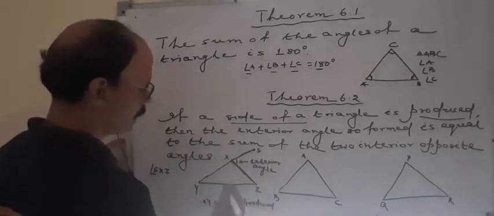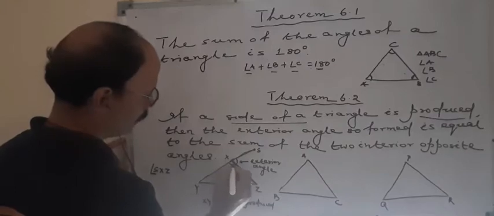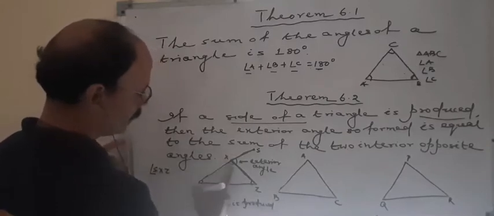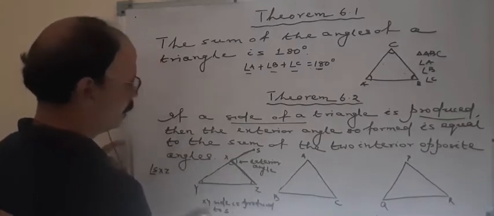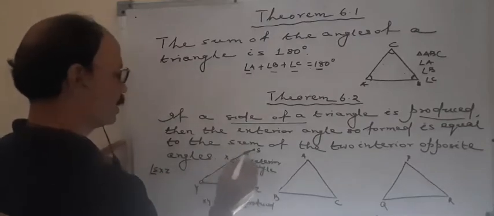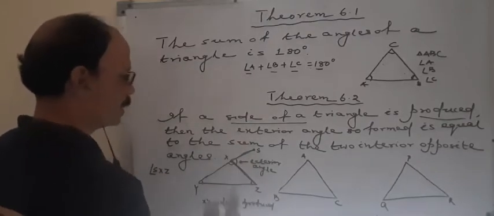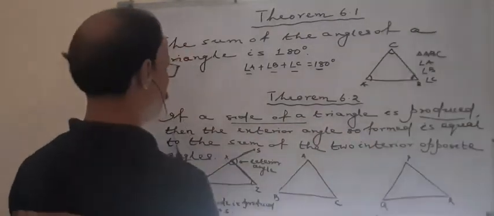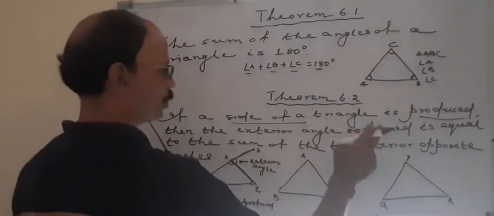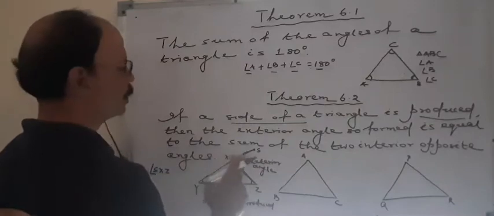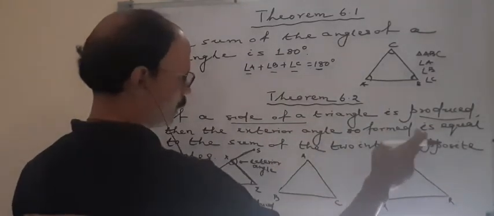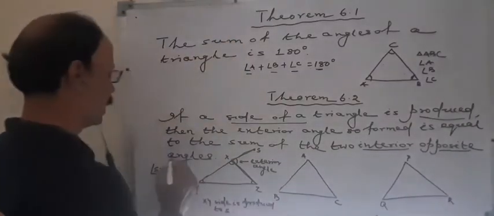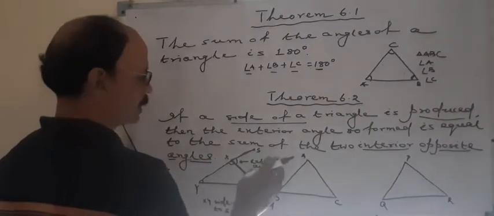So what will be the interior angles? Interior angles will be X, Y, and Z. So these three angles are what? Interior angles. Whereas SXZ is exterior angle. So theorem 6.2 says what? If a side of a triangle is produced, then the exterior angle so formed is equal to the sum of the two interior opposite angles. एक तो exterior angle क्या होगा?